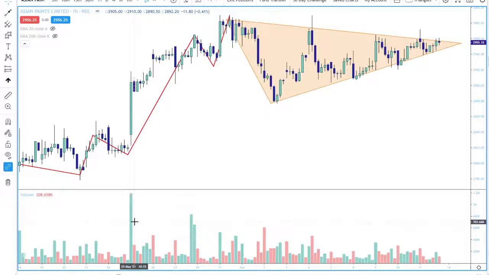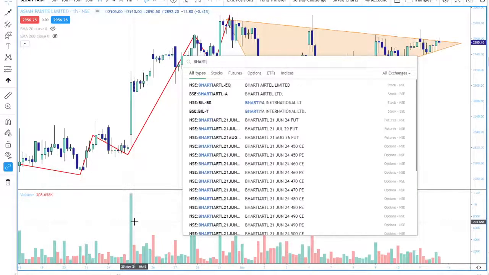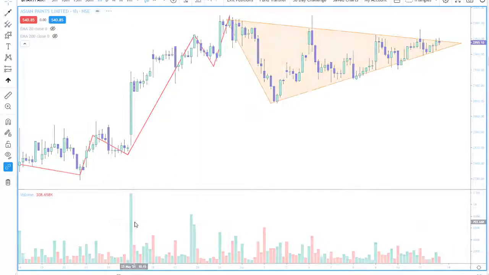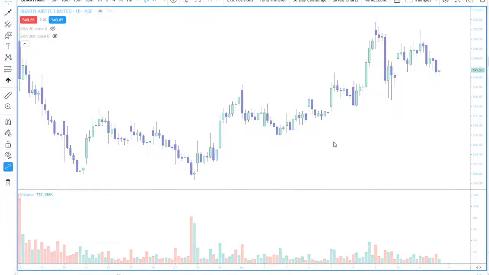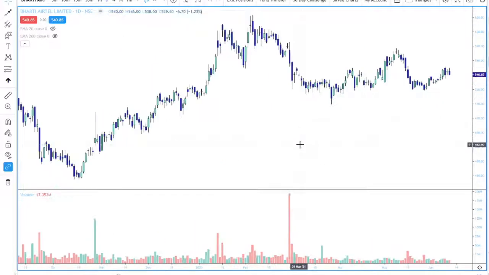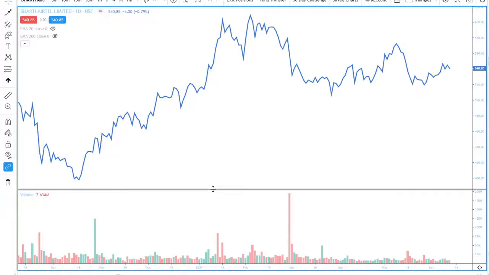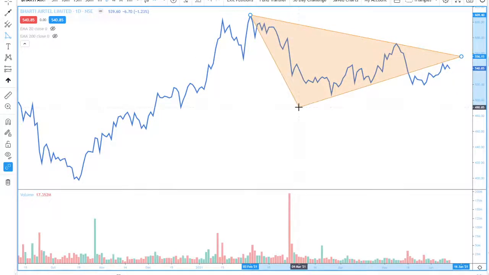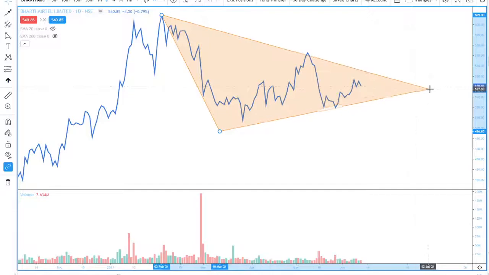And the next one is Bharti Airtel. This one I'm going on to the daily time frame. If you go to the line chart, it will be much easier for you, and if you prefer the candlestick itself, that's fine, whatever you're comfortable with. So let me just do this properly. This is how you draw it.